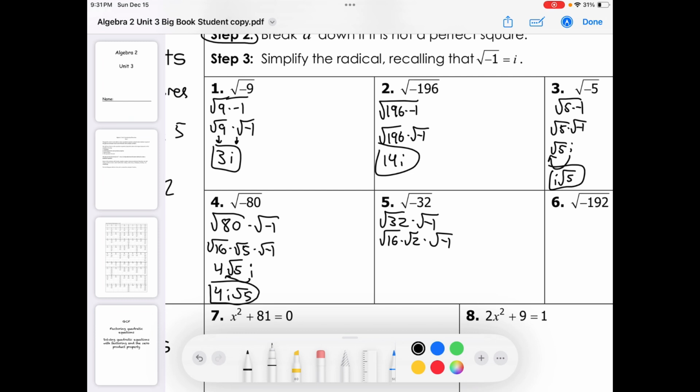The square root of 16 I can break down into 4, 4 times 4, and the square root of 2, okay, I can't break down, so that'll stay the square root of 2. The square root of negative 1 is i. Once again, since we can't break down that square root of 2 to anything else, the i should go in front of it, so we'll have 4i, the square root of 2.